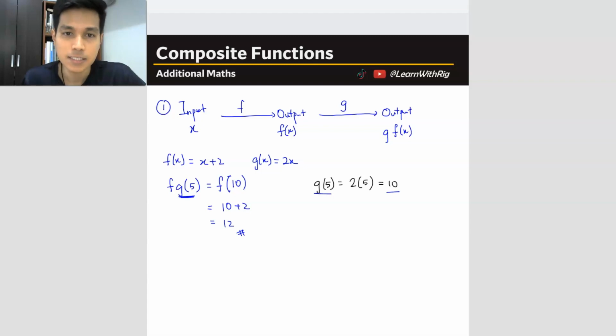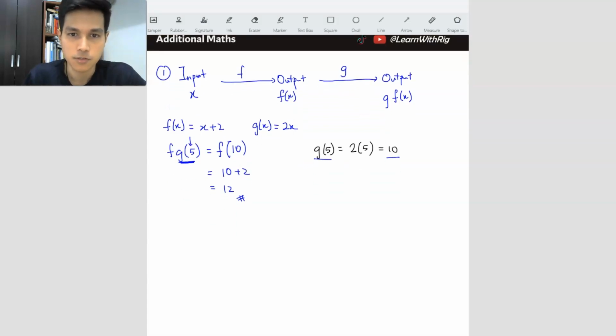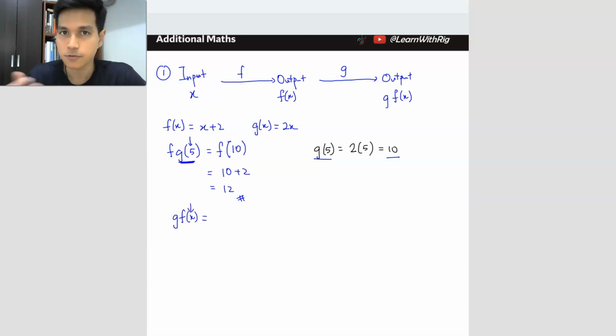But this is an easier question because you have the input. They gave you the value 5, so you can do g(x) first, g(5), and after that substitute into the f function. You can do it step by step. But what if the question doesn't give you that? Sometimes the question will ask you to find gf(x), for example. You see here, there is no number. They never tell you it's 5, they never tell you any number. They just say it's x. So how are you going to substitute? In this case, you can't substitute.